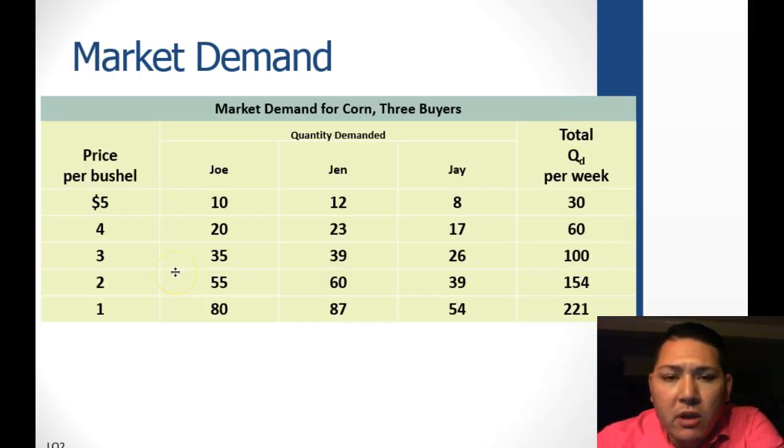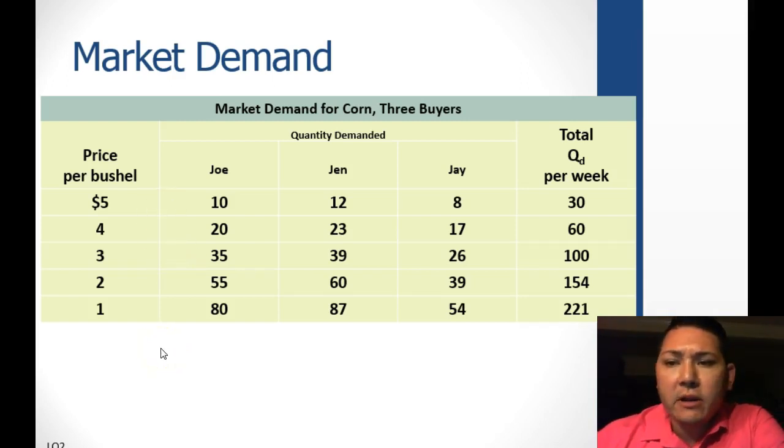Now, one of the problems you look at in the chapter or in the problem set this week is looking at the individual versus aggregate market demand. So, aggregate market demand. So let's say a price per bushel of $1. What's the individual market? Right? Joe individually wants 80. Jen individually wants 87. Jay individually wants 54. Now, the entire quantity demanded, or the total QD, for the week, of all the individuals in the market, so the aggregate demand is 221 bushels.